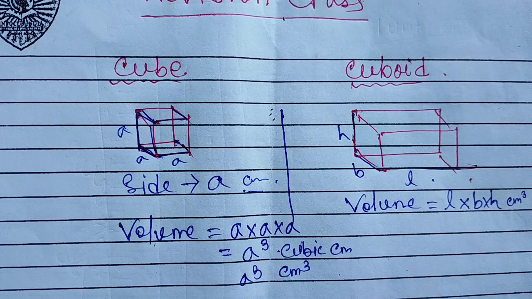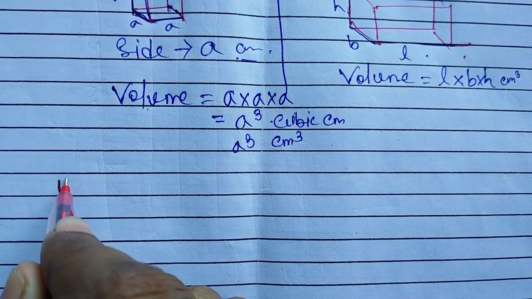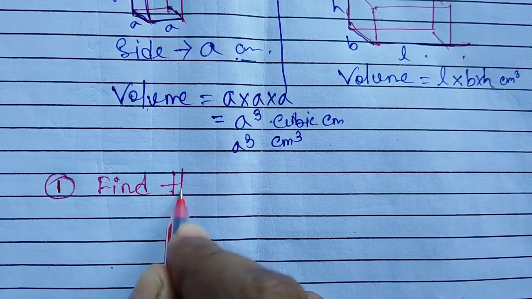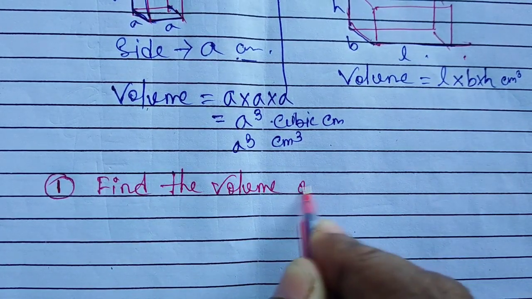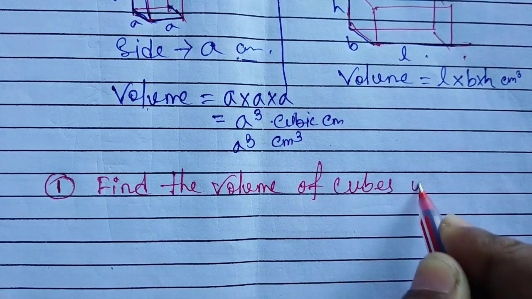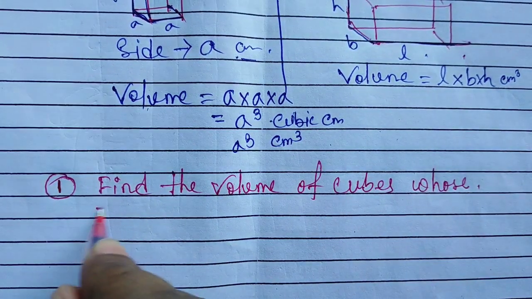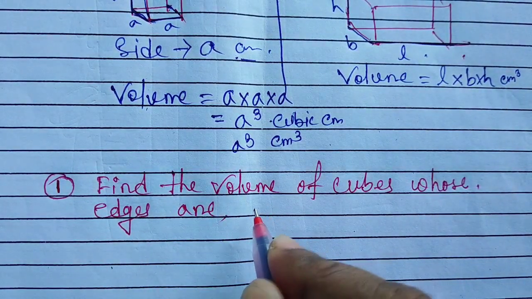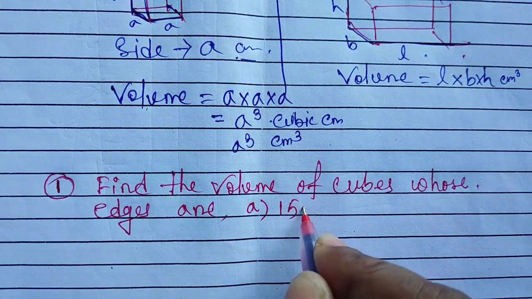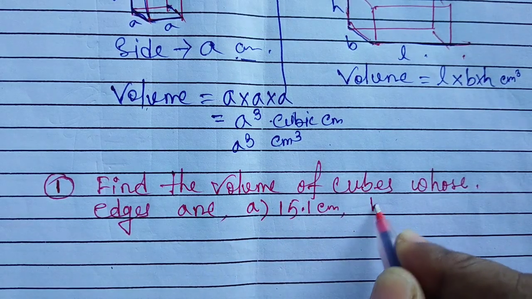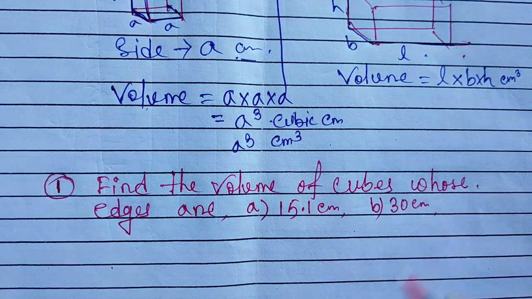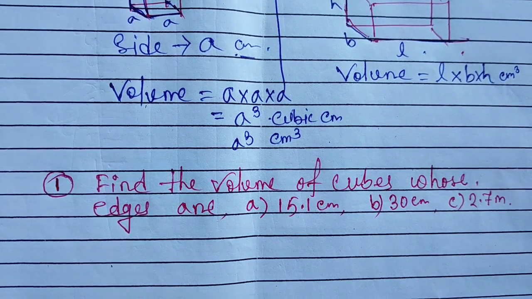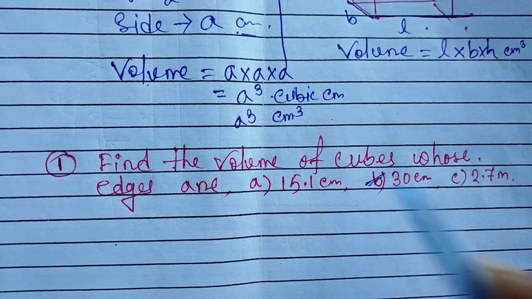Now we have to solve some problems. Question number 1: find the volume of a cube whose edges are: A, 15.1 centimeter; B, 30 centimeter; and C, 2.7 meter. So let us try to find question number B.